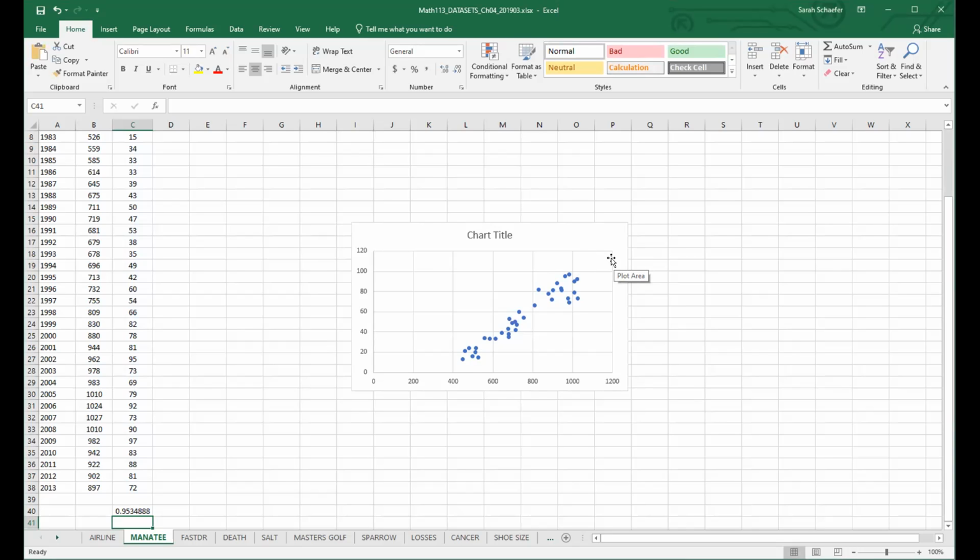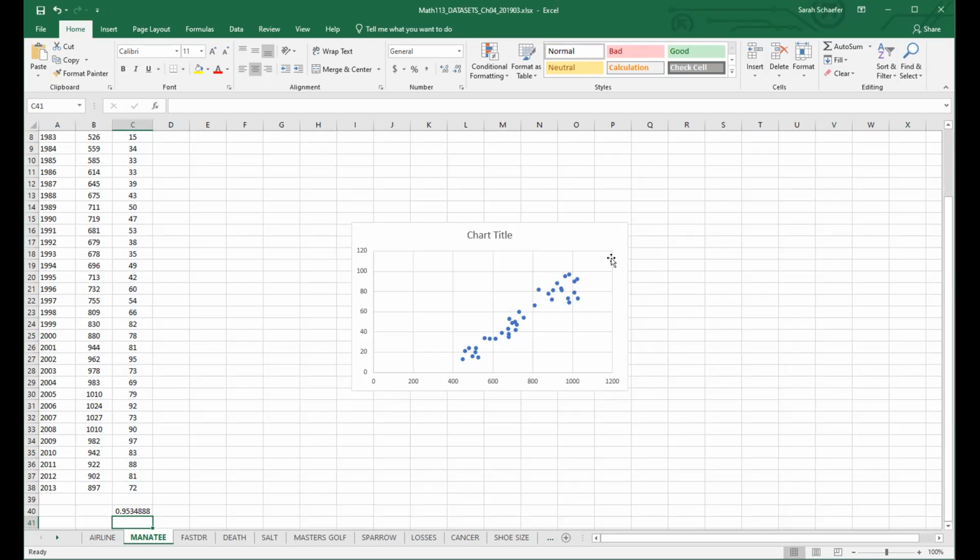Okay. If you were going to ask me to interpret the direction, so it's a positive direction, which means as x increases, y tends to increase. My interpretation here would be as the number of boats increases, so that would be my x, the number of manatees that die tends to increase as well. So this is our manatee scatter plot, and don't delete this because we're going to come back in a little bit and add a regression line to that.